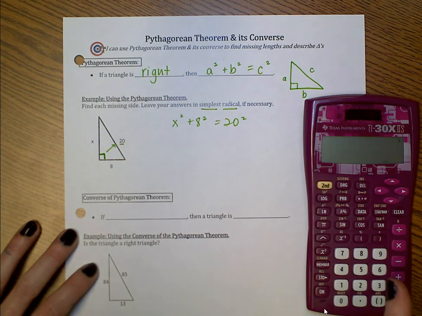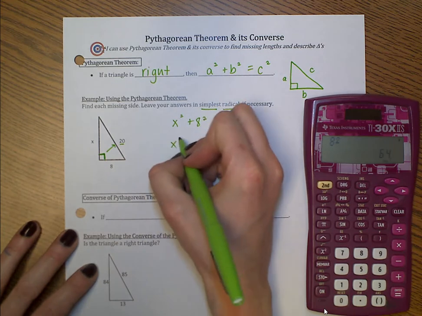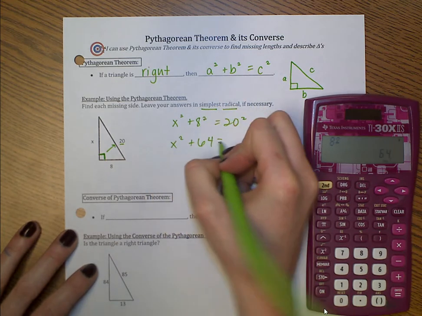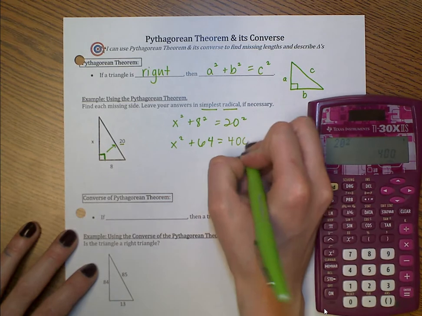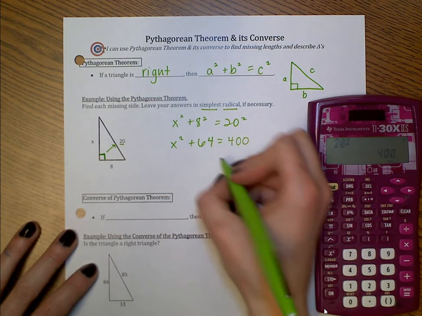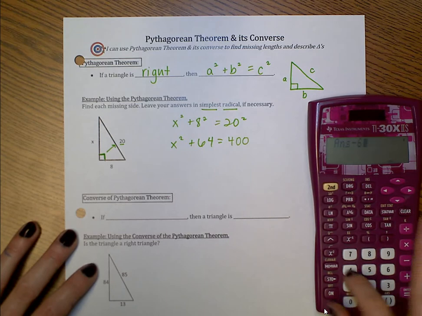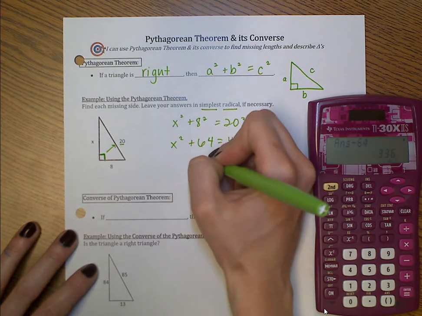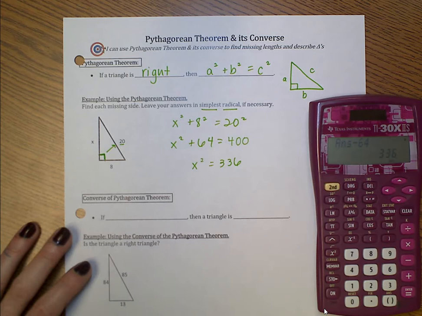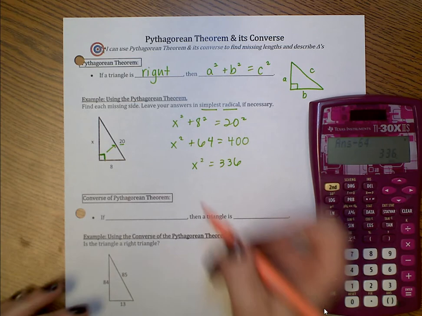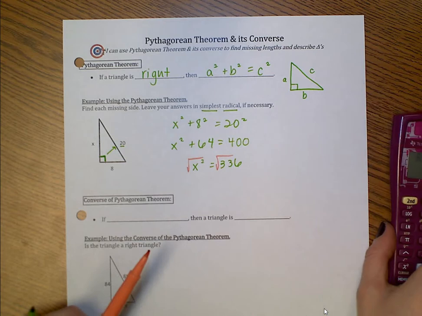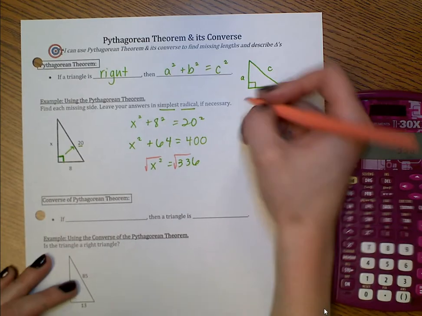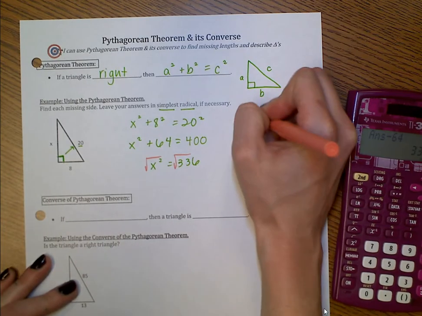All right, so 8 squared, we know that one. Do your exponents first. 20 squared is going to give you 400. Subtract over the 64. And then I just need to square root both sides. So here's where your factor trees are going to come in. So I'm going to go off to the side here and simplify my radical.